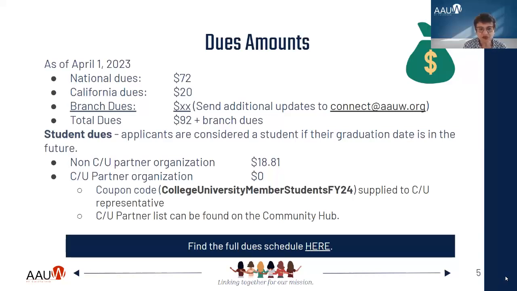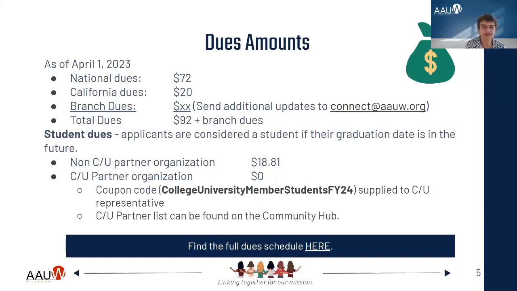Now, what are student dues and how is it figured out if somebody is a student? There isn't a specific button that says this is a student member. It's based on the education information: when it is filled in, there is a graduation date associated with a degree. If that date is in the future, then the person is a student. And students pay $18.81 to national, and they pay $10 to California.